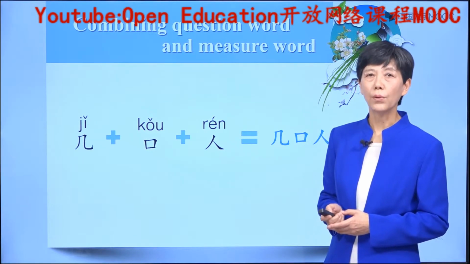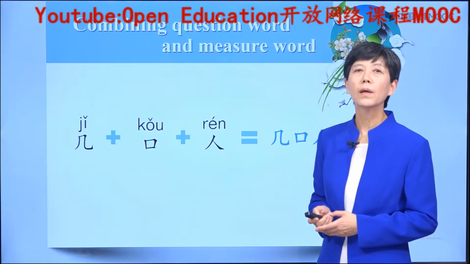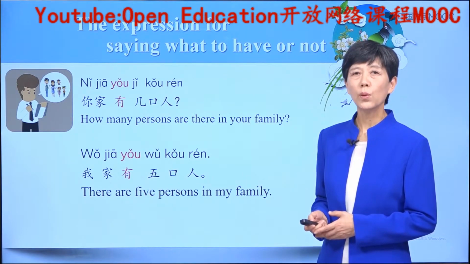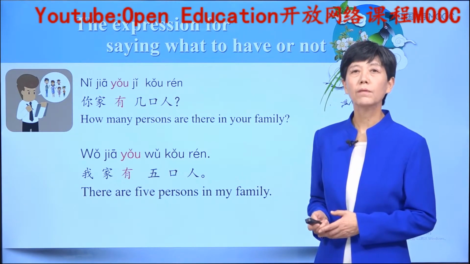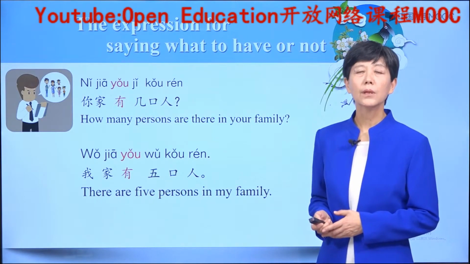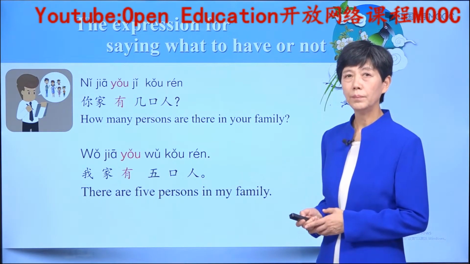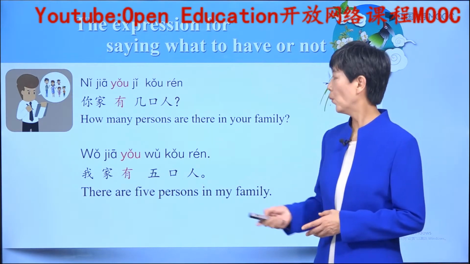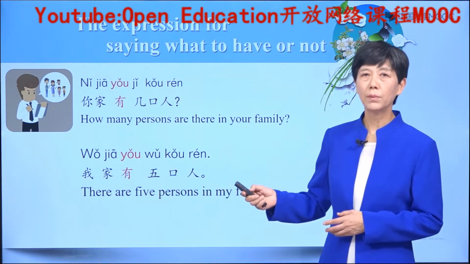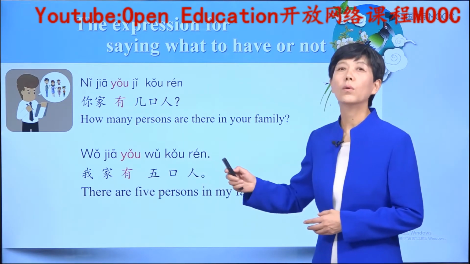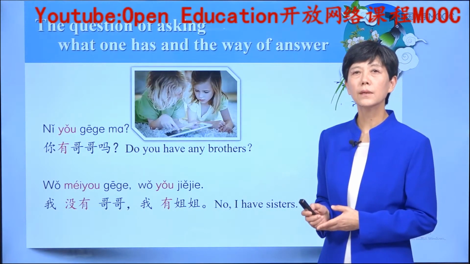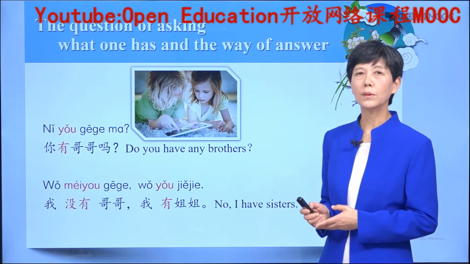That is 有, and its negative form is 没有. Chinese people use 有 to express to have. When you want to know the number of people in the family, you can ask, 你家有几口人? The answer is very easy. 我家有几口人. For example, 我家有5口人.